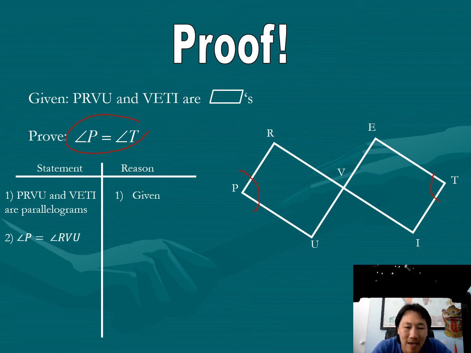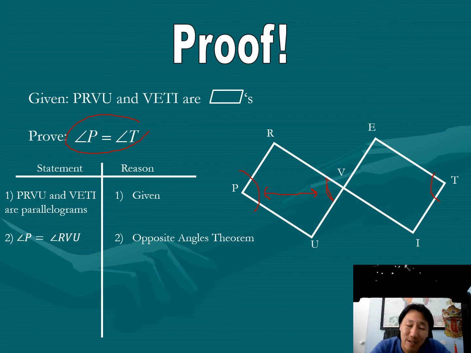Let's say angle P is equal to angle RVU. RVU is right here. So these two angles are equal to each other. Why are they equal to each other? Opposite angles theorem. We know that in a parallelogram, opposite angles are equal.